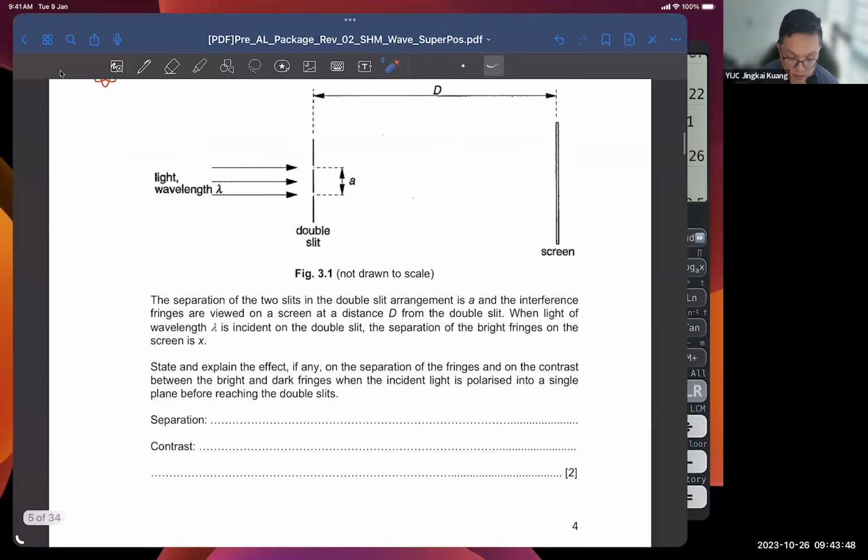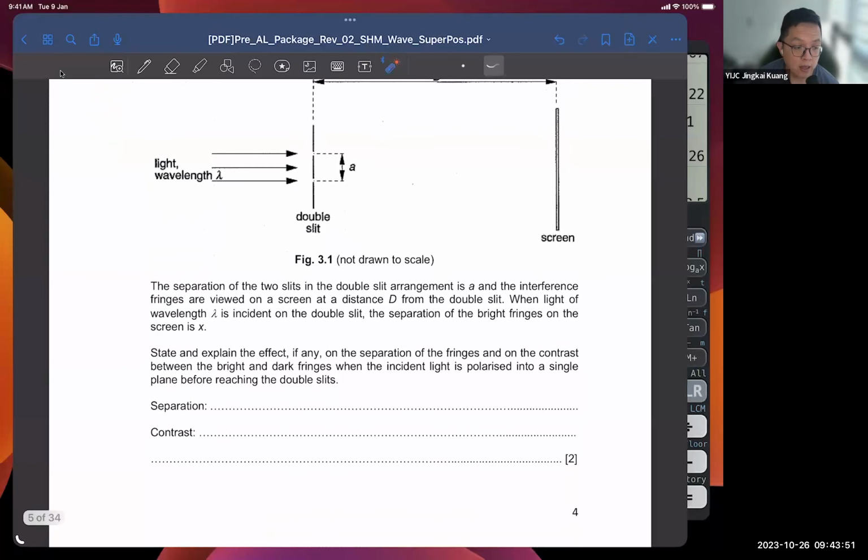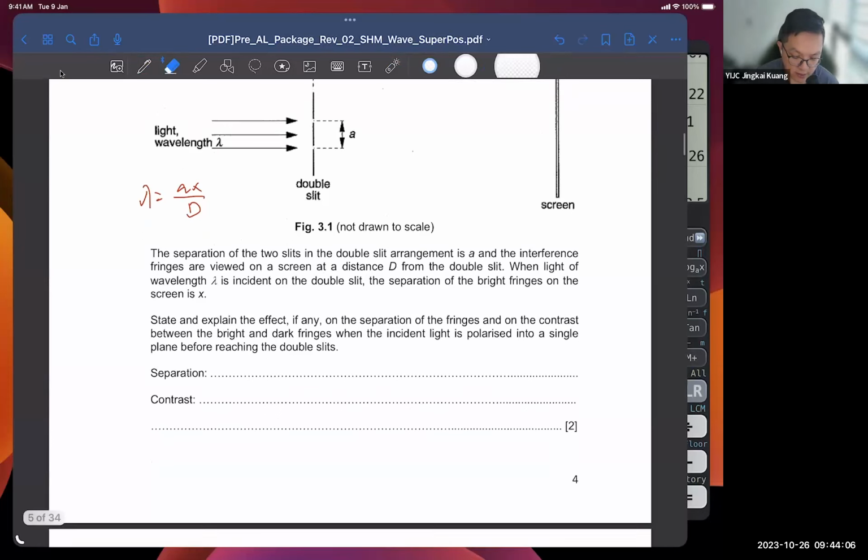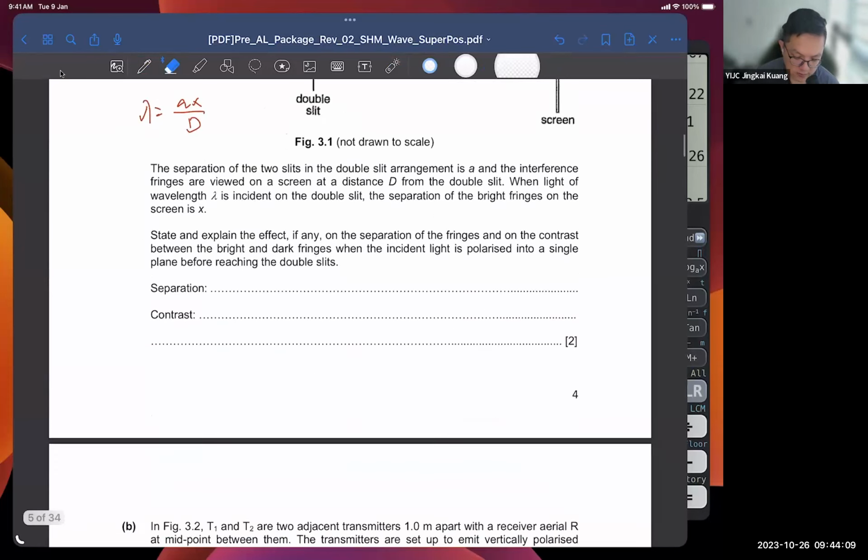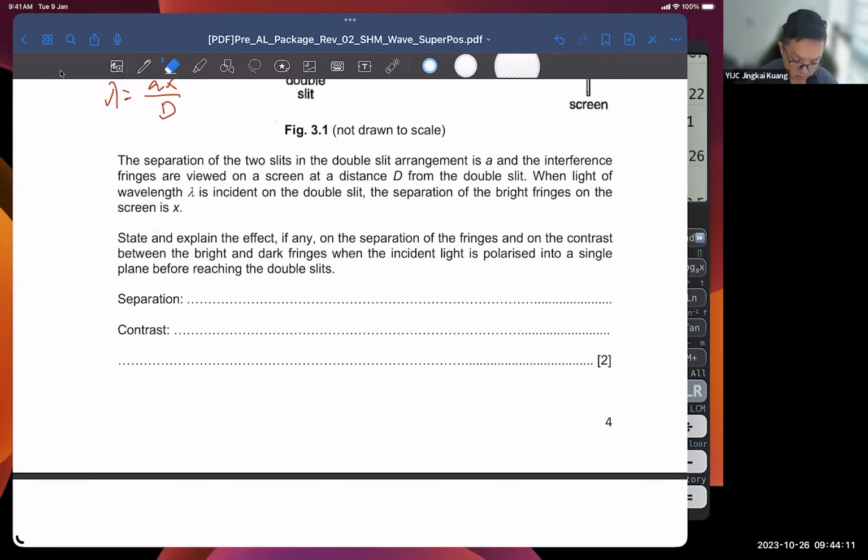Polarization does not affect the wavelength. Remember this equation: lambda equals ax over D. If you don't change your lambda, you don't affect your x, provided everything else stays the same: a and D stay the same. So separation has no effect. Do you need to explain? Yes, so explain here. No effect because your lambda stays constant, so your x doesn't change.